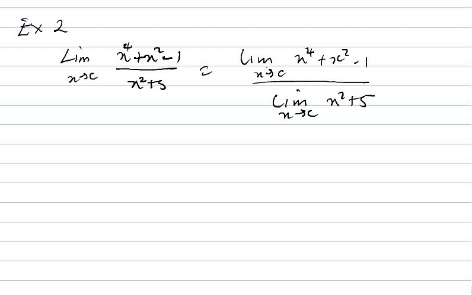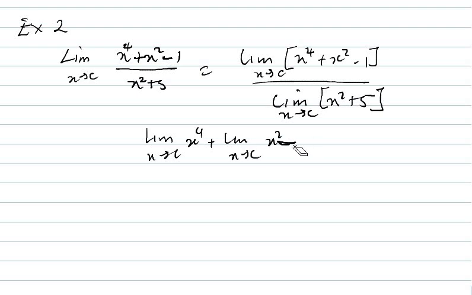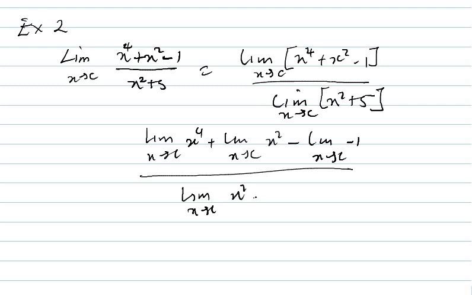Also you can distribute the limit, since the numerator is a sum and the denominator is a sum, so you can distribute it. You can say the limit as x approaches c of x to the power 4, plus the limit as x approaches c of x squared, minus the limit as x approaches c of 1, and then for the denominator we have the limit as x approaches c of x squared plus the limit as x approaches c of 5.